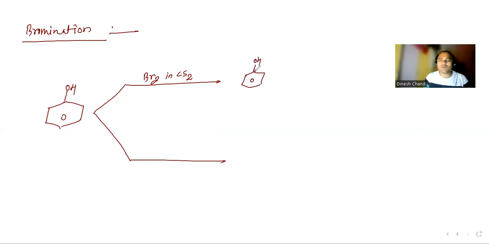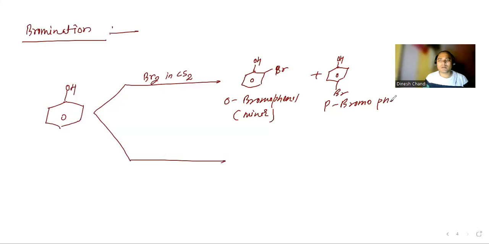So it will give a mono-substituted product, student. So here is the Br. And plus it will again give, student, here is the OH and downside Br. So this is orthobromophenol, which is the minor product. And that is parabromophenol. This parabromophenol is the major product, student, right?